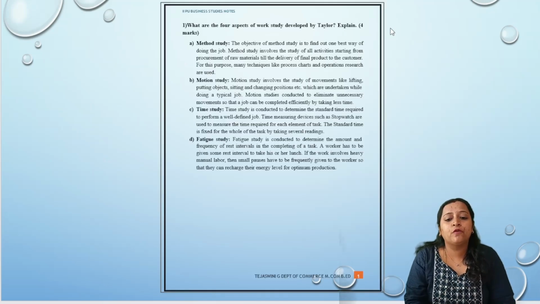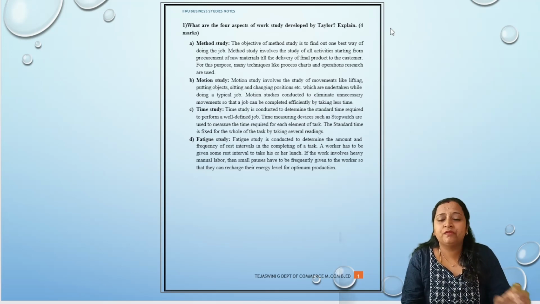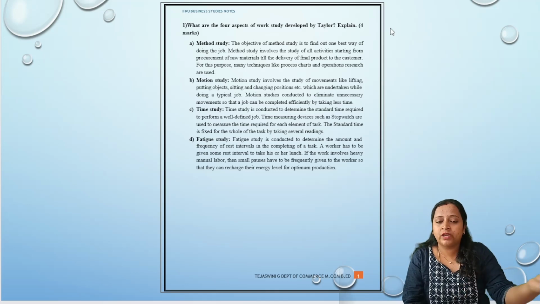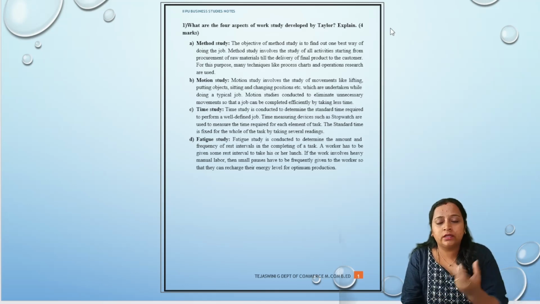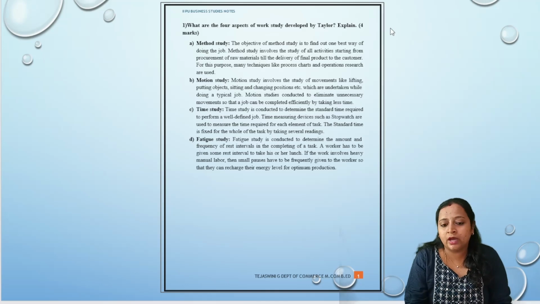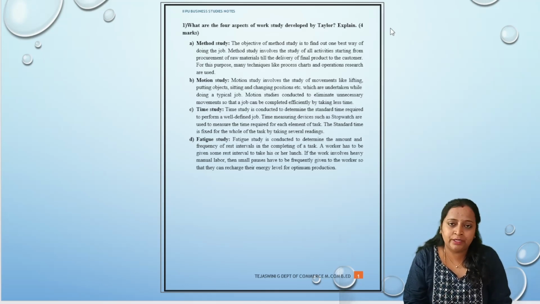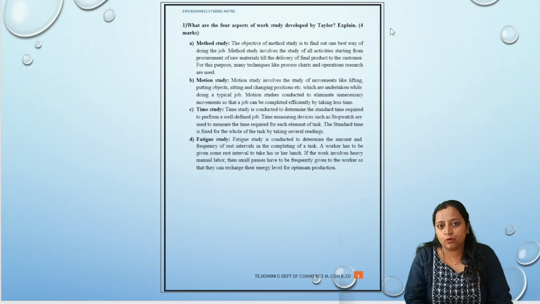See, what are the 4 aspects of work study developed by Taylor? Explain, for 4 marks. See, I have not given the functional foremanship here. If they ask you functional foremanship, whatever I have given in the slide is more than enough for you to write. But for work study, whatever they have asked, this is the thing you have to put on your paper. Whatever I have given here will be more than enough for you to write for 4 marks. This is again a 4 mark question only.